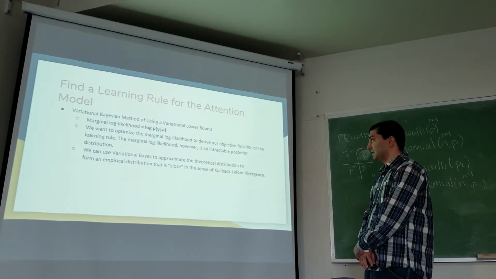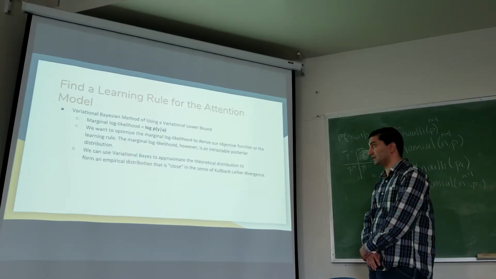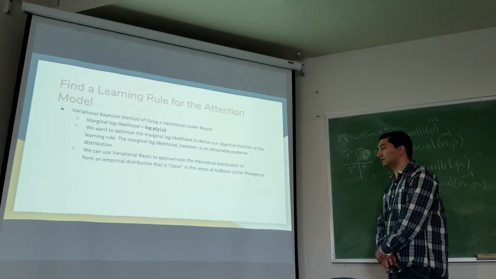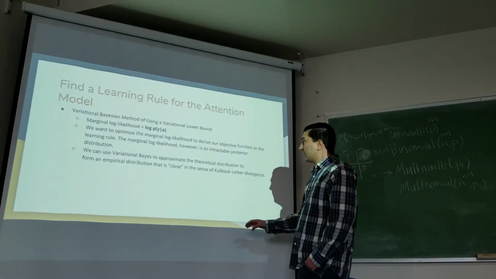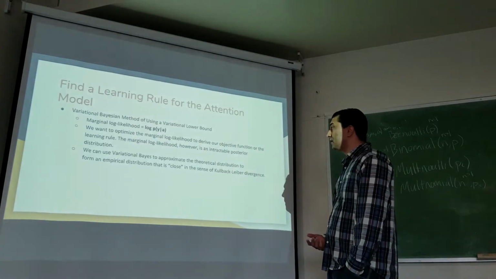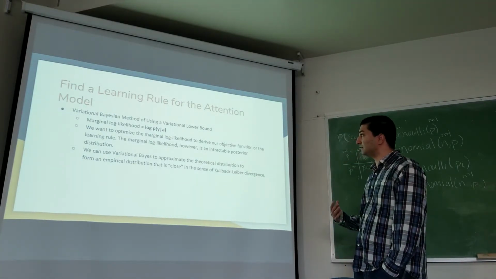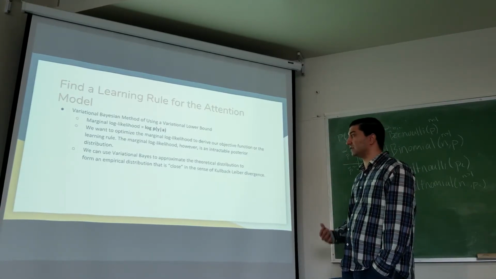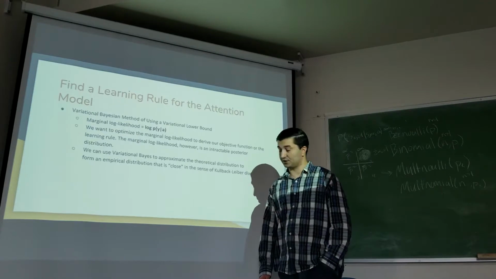And now that it's intractable, we could use variational Bayes, as in the case of what the authors did, to approximate a theoretical distribution to form an empirical distribution that is close in the sense of KL divergence. So we don't have access to this distribution for one or two reasons, maybe because it's computationally expensive and impractical to do, or maybe because we don't have direct access to this distribution. It's an unknown distribution and we cannot easily work with that. So instead we're going to approximate it and we're going to use variational Bayes.